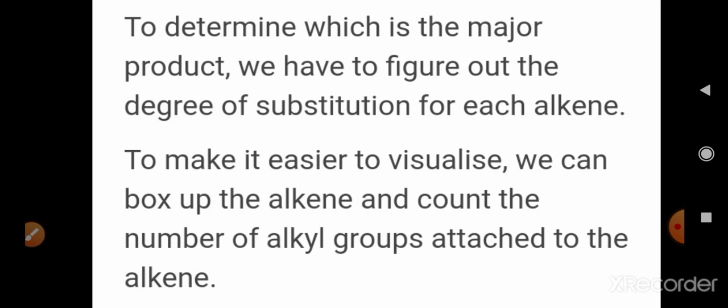To determine the major product, we have to find out the degree of substitution of the alkene. For that, let us measure the number of alkyl groups which are bonded to the unsaturated carbon atoms, meaning carbons of the carbon-carbon double bond. So let us measure the number of alkyl groups bonded with the unsaturated carbons and then decide the major product.